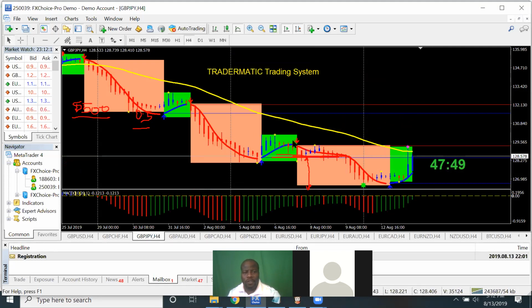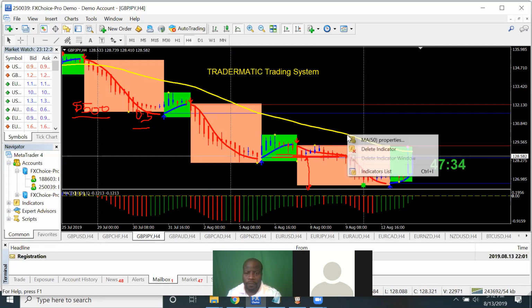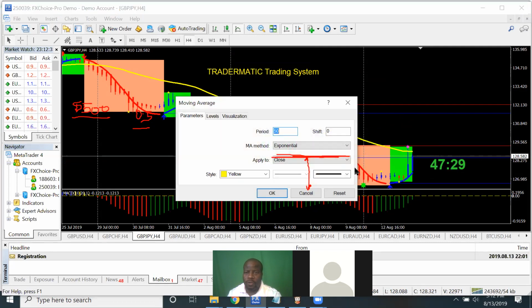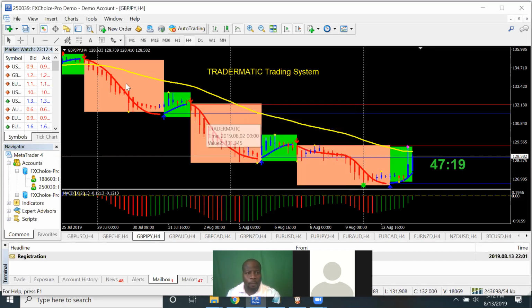Now, some of you might be wondering, what is this? Because I believe majority of you don't have this yellow trend line. This trend line is what I introduced, moving average 50. You can add it to your own chart also. This is it here. It's 50 and it's exponential applied to close. So basically what I do with this is, the moment the price is below this 50, all I'm looking to do is to sell.